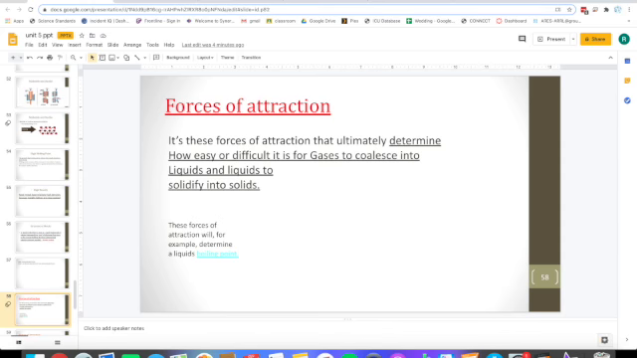So first, we need to know what forces are, specifically forces of attraction. They determine how easy or difficult it is for gases to coalesce into liquids and liquids to solidify into solids. Or in other words, it's basically how strong the forces are in the atom that makes it act like it does. It determines the boiling point or how strong it holds its stuff together without changing the way it acts.